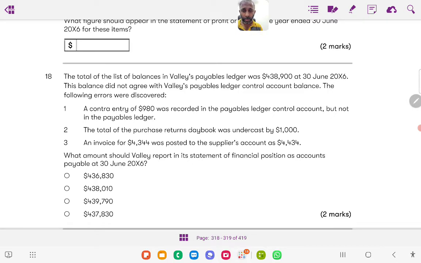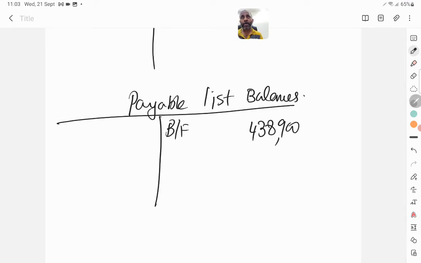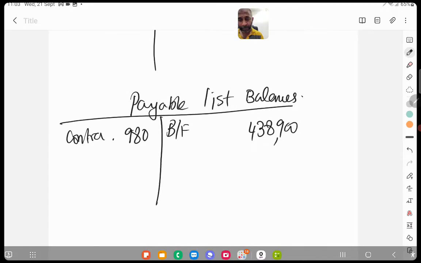A contra entry of 980 was recorded in the payables ledger control account, but not in the payables ledger. So what we need to do now is, see, a contra entry is an offset against the receivable, so we should debit that 980 here. It's a contra. So that's one thing.